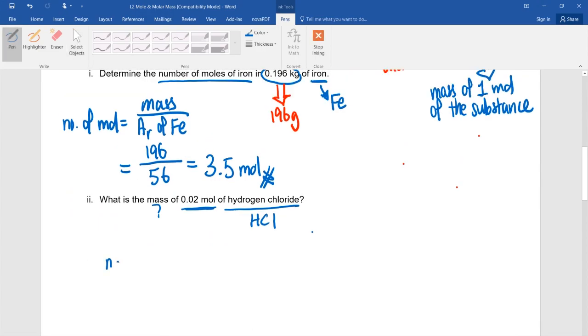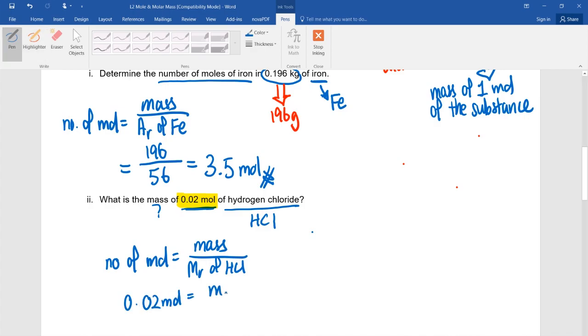So, what's the implication over here? Basically, the formula still holds true. Number of mole is equivalent to the mass over, in this case because it's HCl, we're looking at the MR of HCl. Do you know what's the number of moles? Is it given in the question? Yes, it's 0.02 mole. So, if I sub in the value, I can find out that 0.02 mole is equivalent to the mass over MR of HCl.